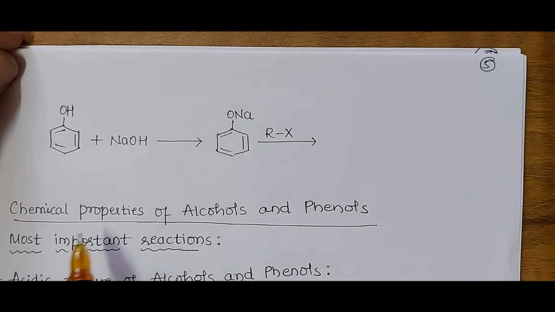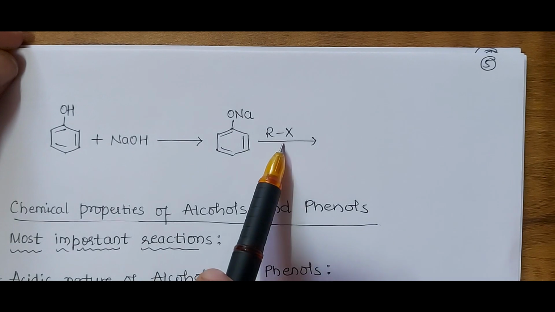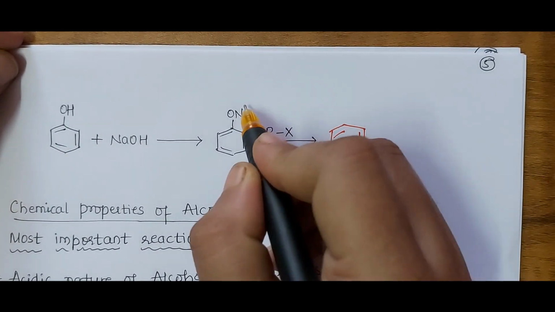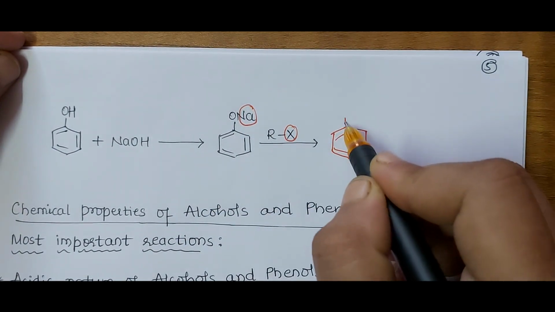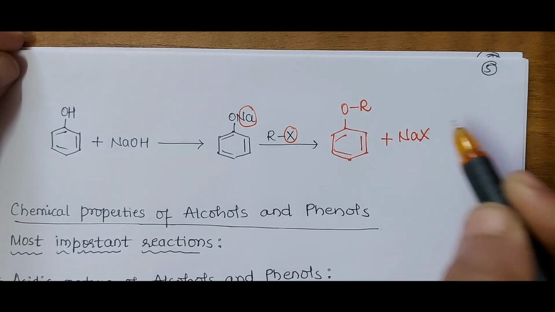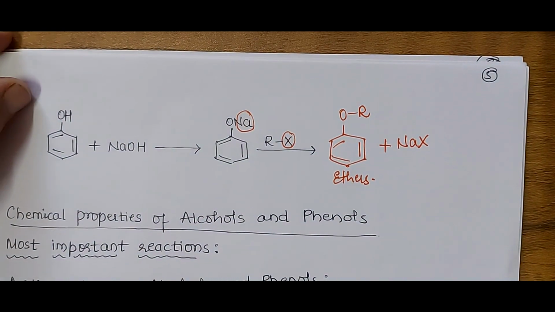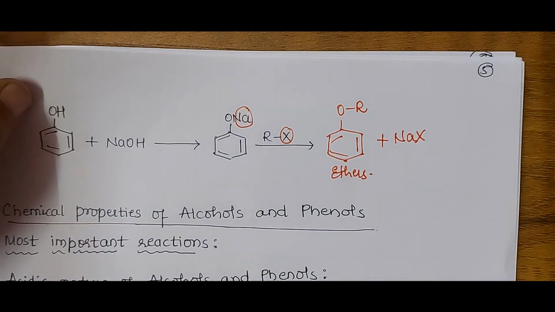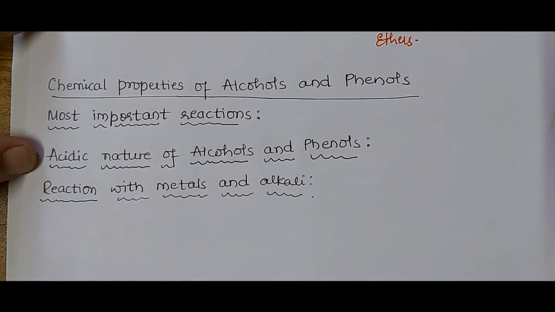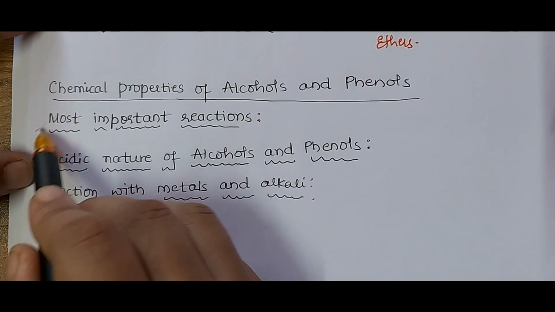Next we will go with another reaction, that is when phenol reacts with sodium hydroxide. As already seen, it forms sodium phenoxide, and when sodium phenoxide is made to react with alkyl halide, it results in the formation of aryl ethers, that is OR, with the removal of Na. So the product obtained is an aryl ether. Next we'll consider the chemical properties of alcohol and phenol. Not all the reactions of it, but we'll just discuss the most important reactions.